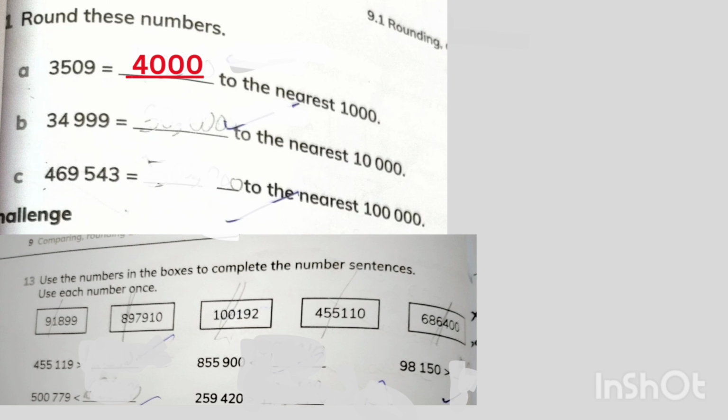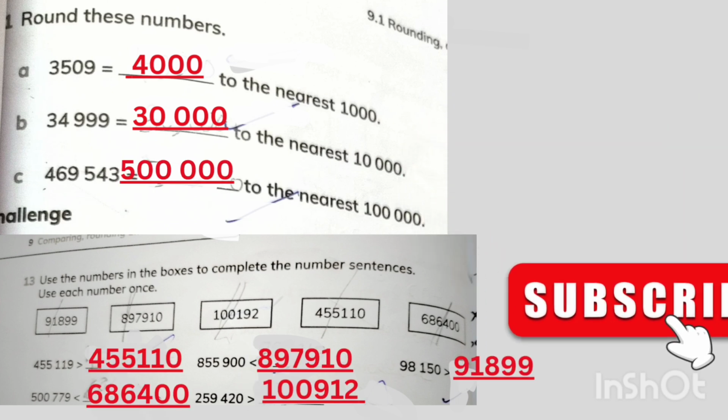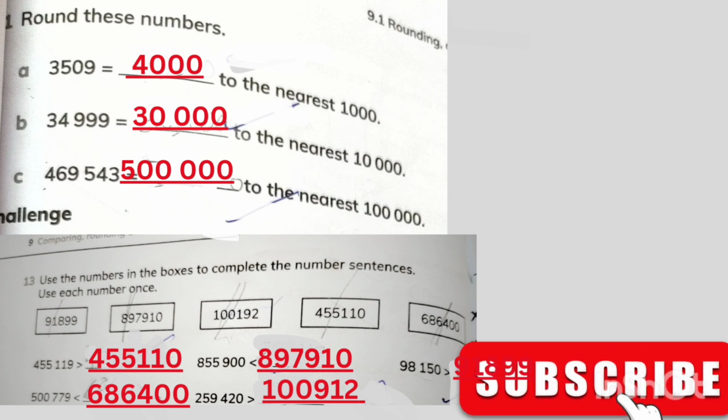34,999 when rounded to the nearest 10,000 will be rounded to 30,000 because we have 4 in our 1000 place. And when we have to round it to the nearest 100,000, we will look at what is given in the 10,000 place. In the next question, you are just given a few numbers in the boxes. You have to write the selected number according to the greater than and smaller than sign.